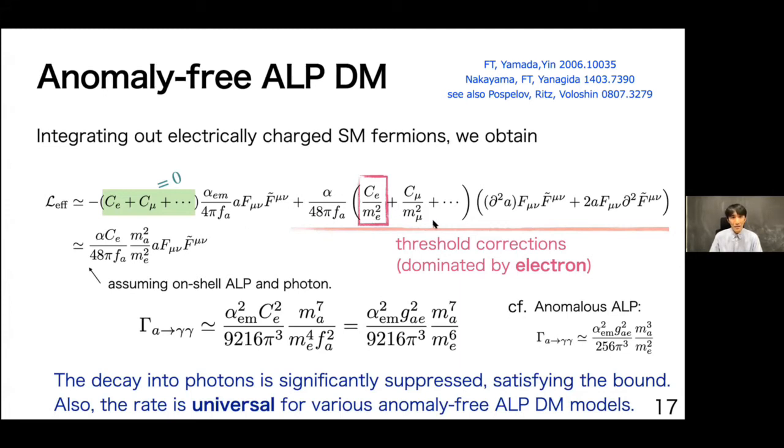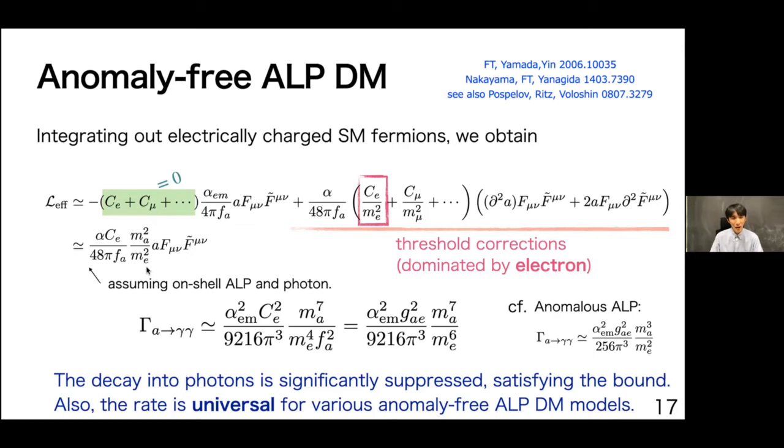Then, because we are interested in the decay of the axion to real photons, we impose the on-shell condition on the axion and the photons. We arrive at the effective operator connecting the axion and photons like this. Compared to the previous anomalous coupling, it is now suppressed by the mass squared ratio, m_A squared over m_e squared. So this is keV, this is 511 keV. From here, we have about 4 orders of magnitude suppression. So this is sufficient to avoid the very tight X-ray bound.